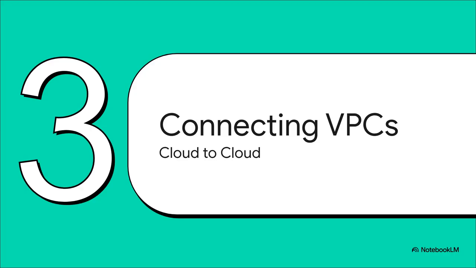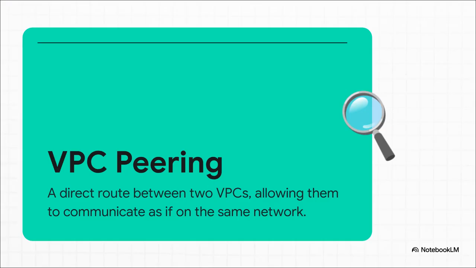All right, so things are going well. Your architecture is getting bigger. Now you don't just have one VPC, you have a bunch of them. Maybe one for dev, one for testing, one for production. How in the world do you get them all to talk to each other securely without sending that traffic out over the public internet? Well, the simplest way is something called VPC peering.